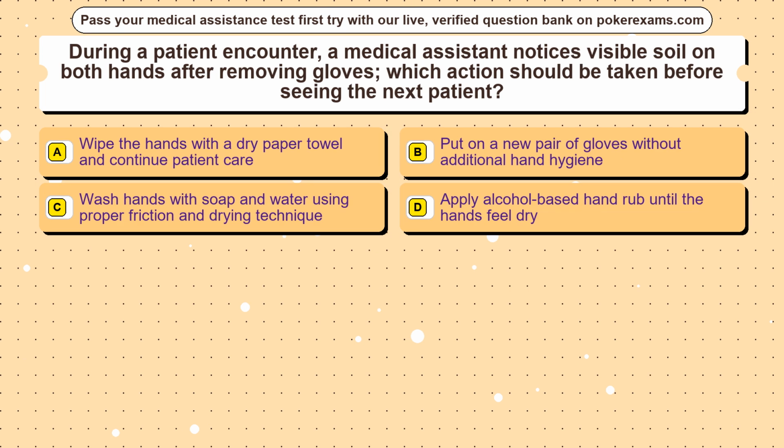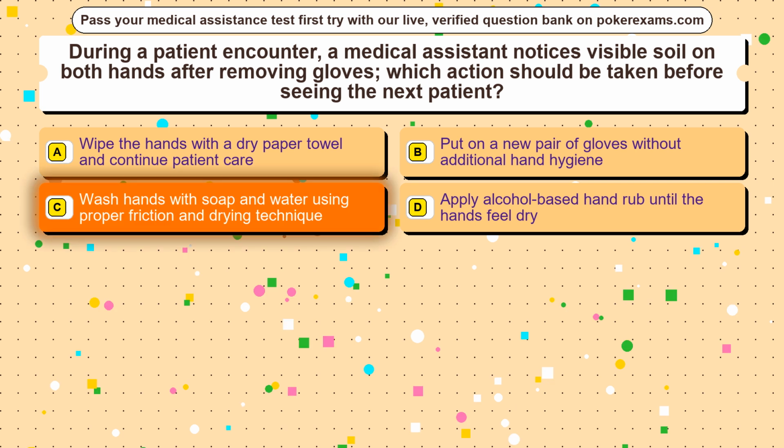Question 38. During a patient encounter, a medical assistant notices visible soil on both hands after removing gloves. Which action should be taken before seeing the next patient? Option A, wipe the hands with a dry paper towel and continue patient care. Option B, put on a new pair of gloves without additional hand hygiene. Option C, wash hands with soap and water using proper friction and drying technique. Option D, apply alcohol-based hand rub until the hands feel dry.